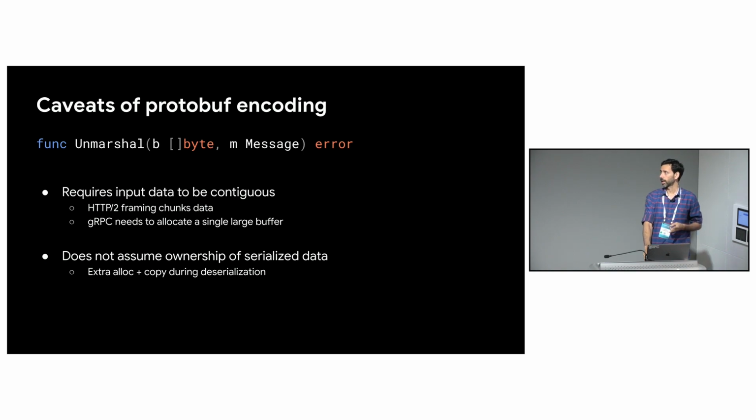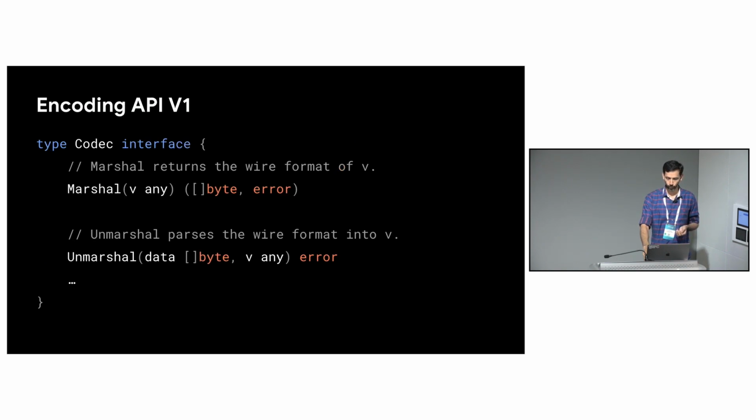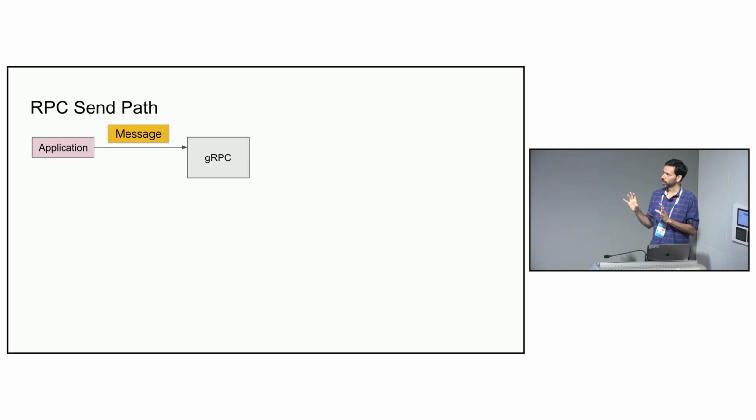Like both of these actually result in a lot of unwanted allocations and copies. So if you look at gRPC's encoding API, this very much resembles proto-marshal and unmarshal, and therefore it has the same problems of proto-marshal and unmarshal. Now let's actually go through the send and receive paths of an RPC message and see where we are incurring copies and allocations.